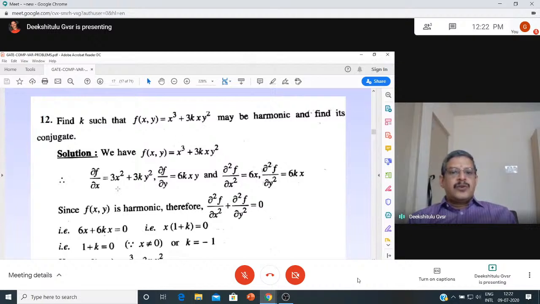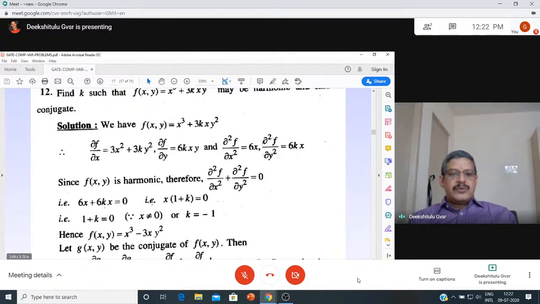So ∂f/∂y, ∂²f/∂x², ∂²f/∂y². If it satisfies the Laplace equation, that means 6x plus 6kx is equal to 0. So x into (1 plus k) is 0, k is equal to minus 1. Then this becomes 0. That's the value of k. So when k is minus 1, f(x,y) becomes x³ minus 3xy².